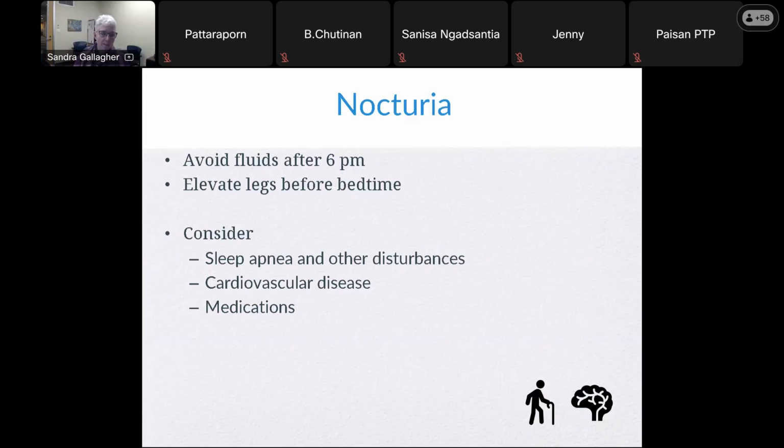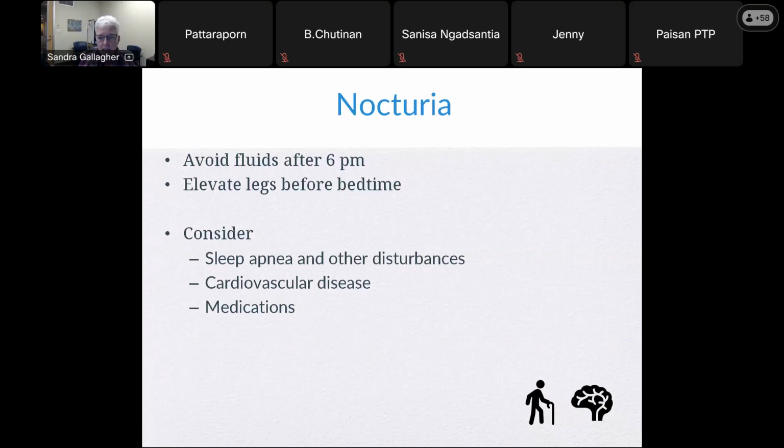We do have to remember that sleep apnea and other conditions will contribute to people waking at night, and those should be medically managed. Similarly, cardiovascular disease or medications they're taking for their cardiovascular disease. If they're taking diuretics in the evening, that might be contributing to some of their waking at night, and that is something that should be managed with the prescribing provider.